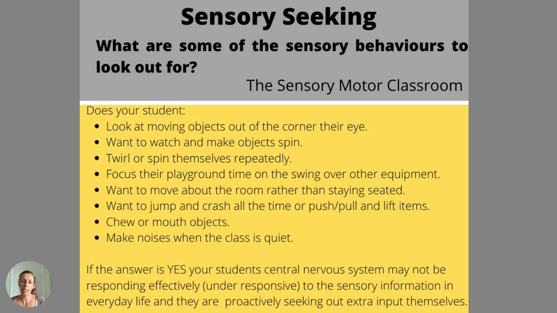The challenge is when they're seeking out this extra input, it may not always be conducive to your classroom environment or for their own learning, or be able to get the intensity that their body needs. So these are the three areas: sensory seeking, sensory under-responsive, and sensory over-responsive. Something to bear in mind is we may see areas out of all three in your students, but there may be one that is more prevalent than others.